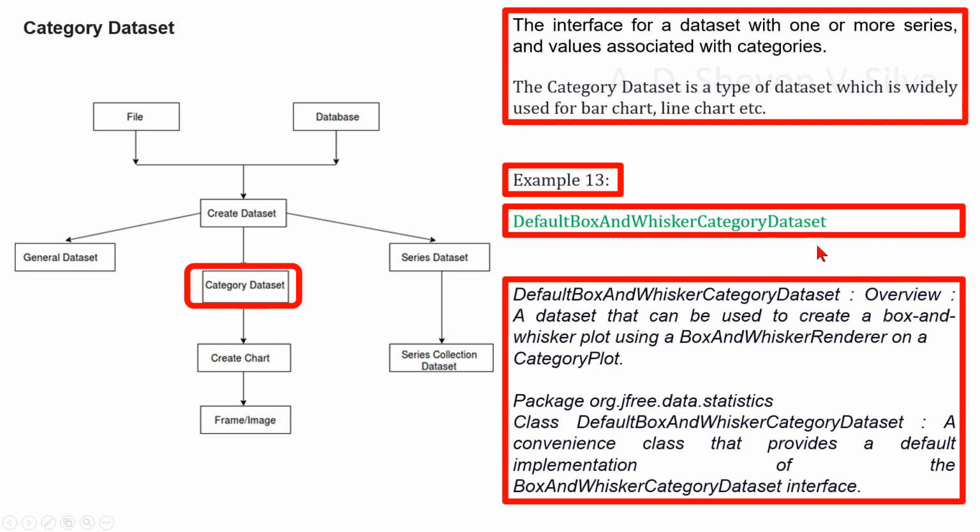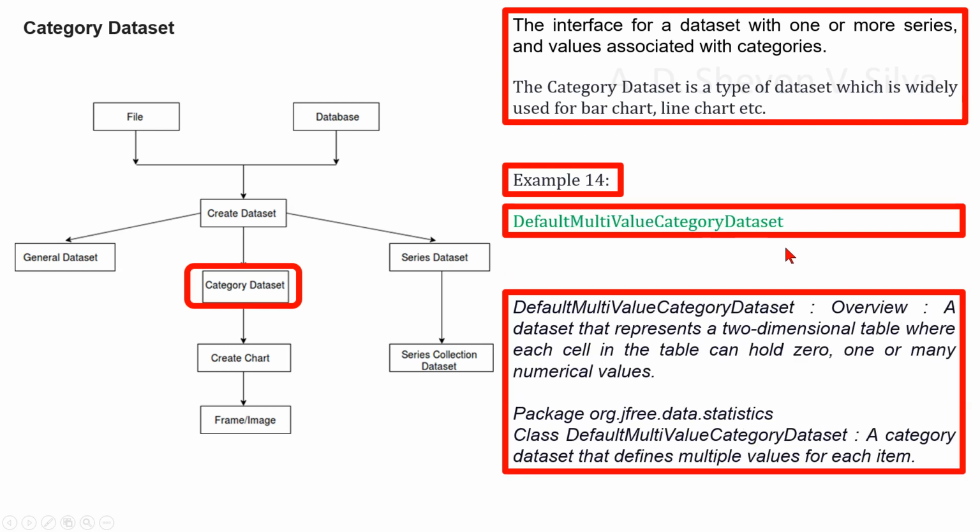Overview in DefaultBoxAndWhiskerCategoryDataset, a dataset that can be used to create a box and whisker plot using a box and whisker renderer on a category plot. Class DefaultBoxAndWhiskerCategoryDataset in package org.jfree.data.statistics, a convenient class that provides the default implementation of the BoxAndWhiskerCategoryDataset interface. This class implements the BoxAndWhiskerCategoryDataset interface.